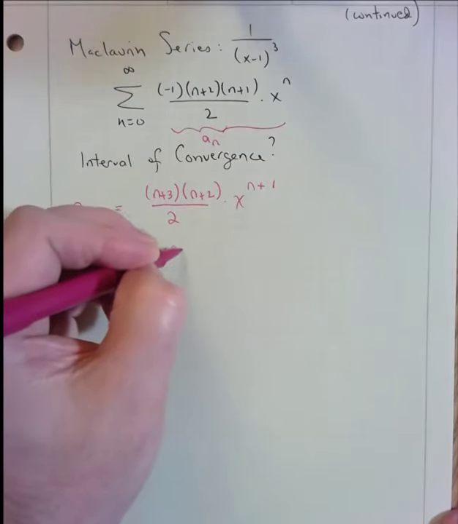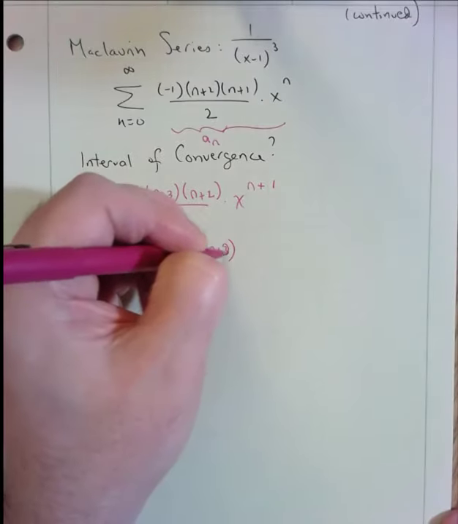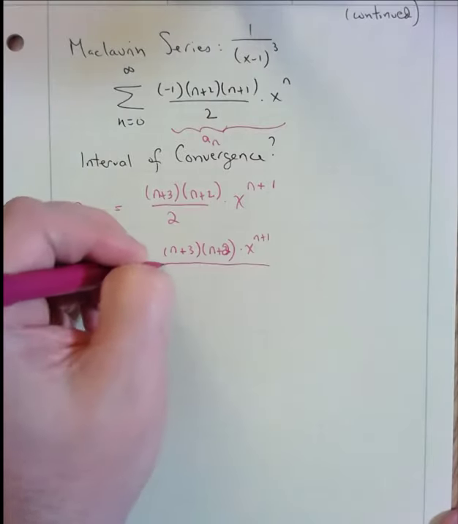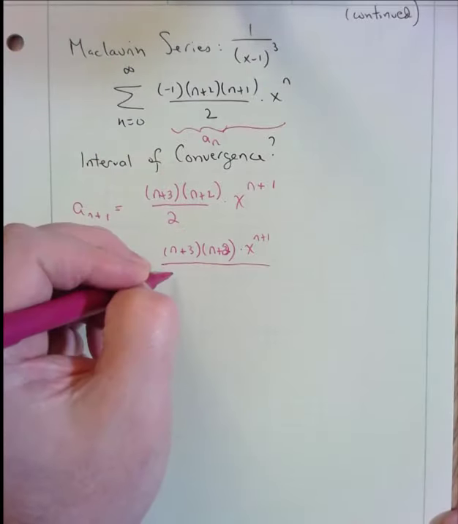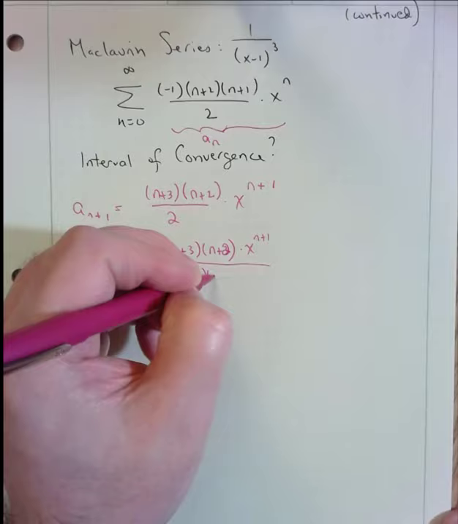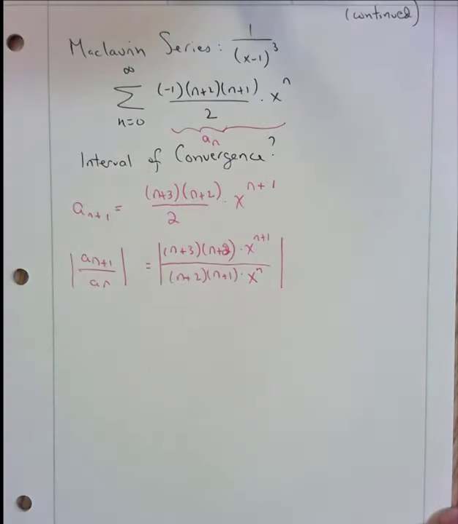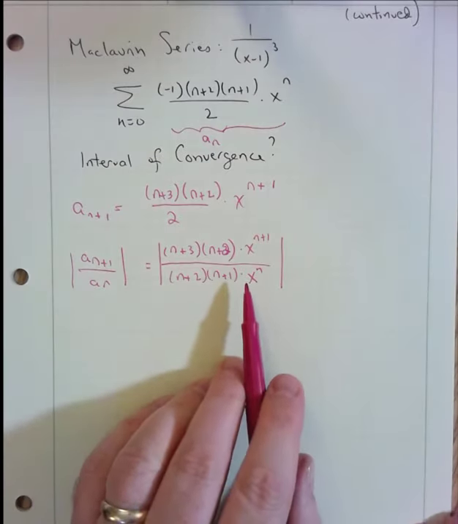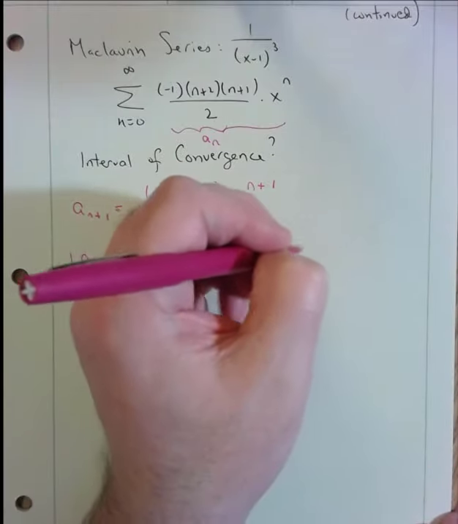So what's left behind from a sub n plus 1 is going to be the n plus 3 times n plus 2 times x to the n plus 1 divided by the a sub n, again recognizing the over 2 part's already canceled out. That'll be over n plus 2, n plus 1 times x to the n, and put absolute value bars here. We do need to keep those around because we don't know what x is going to be yet. x could be positive, it could be negative, and so we do need to keep the absolute value bars. There we get a little bit of cancellation all together.